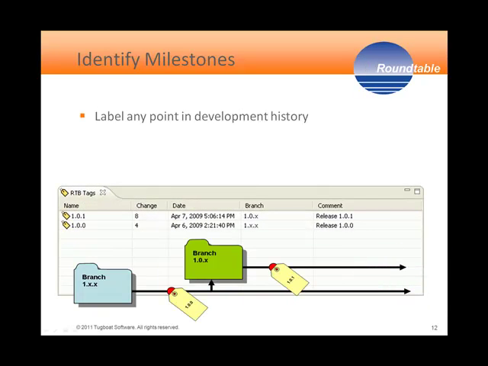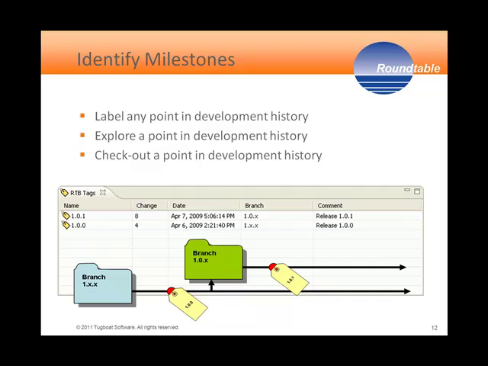With Roundtable Team tags, you can label significant points during development, past or present. Tags expedite the process of locating significant points in the development history. From the tags view, you can explore the tagged folder as it was at that point in history. Tags can also be used to create a local project with the contents as they were at the time of the tag.